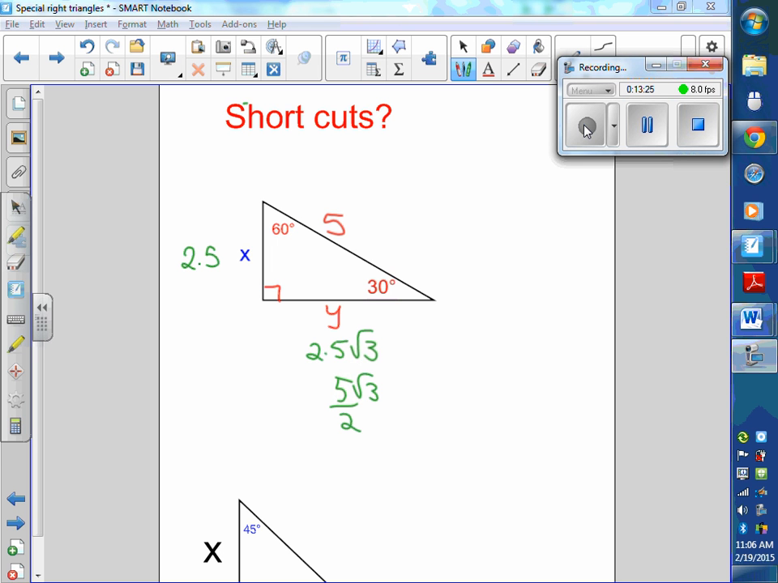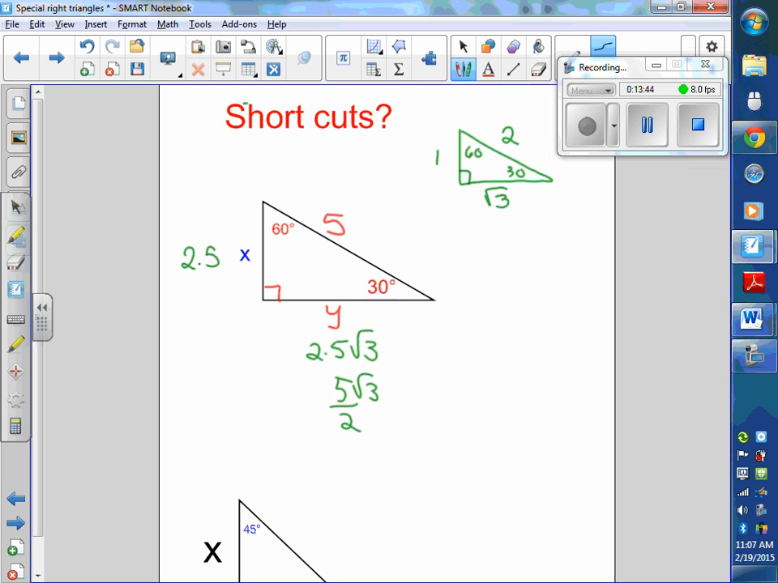We're going to talk about shortcuts in a minute, but if you can't see where this comes from, remember you're always comparing to that base triangle, which started with a 2, this was 60, 1, square root of 3. So if you wanted X, you'd say X compares to 1 as 5 compares to 2. They're just similar triangles, short leg to short leg, hypotenuse to hypotenuse.